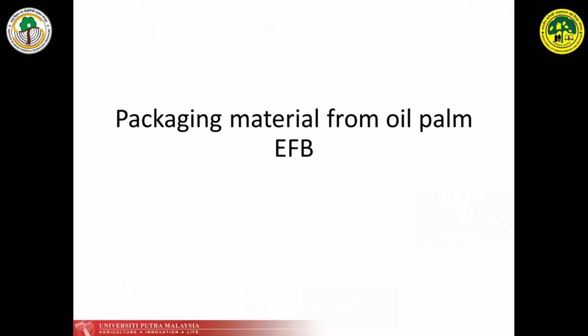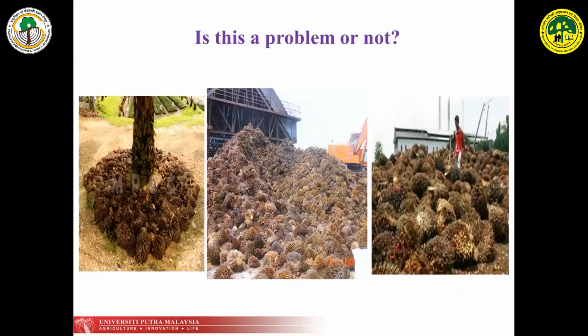So we looked into how packaging material can be developed from the oil palm empty fruit bunch fibers. Looking at this, there are thousands of metric tons of oil palm empty fruit bunch outside of the oil palm mill. And if it cannot be utilized, it can become a disposal problem for these materials in the future.